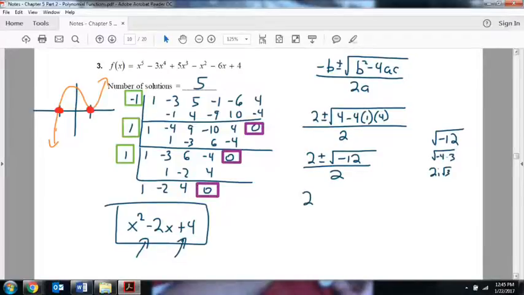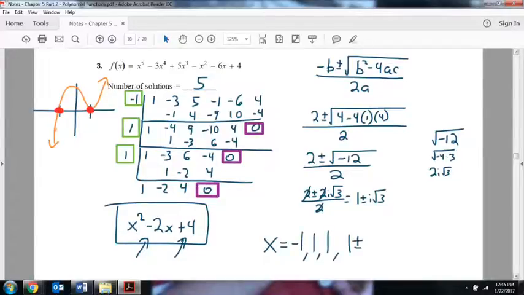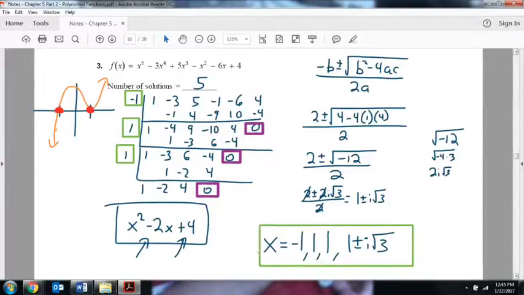So that's 2 plus or minus, actually let me zoom in so I can write this a little cleaner. 2 plus or minus 2i on the square root of 3 divided by 2. Which, yay, all of these can cancel each other out, which leaves us with 1 plus or minus i on the square root of 3. So we have our 5 roots. We have a negative 1, we have a 1, we have another 1, and then we have 1 plus or minus i on the square root of 3. Those are our solutions.